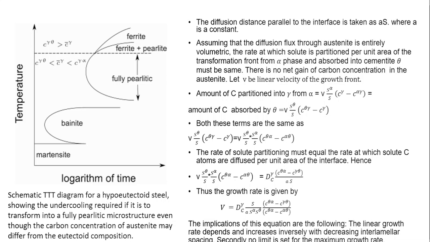So we have V into S theta by S multiplied by C theta gamma minus C gamma theta is equal to V into S theta by S multiplied by S alpha by S into C theta alpha minus C alpha theta.